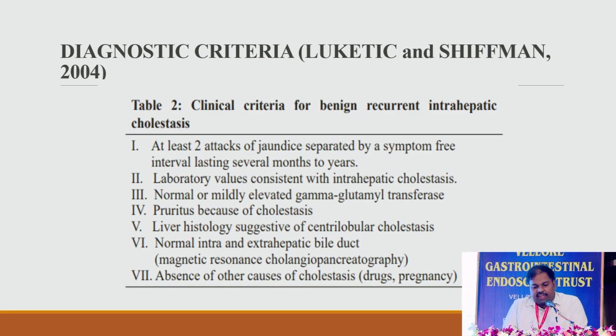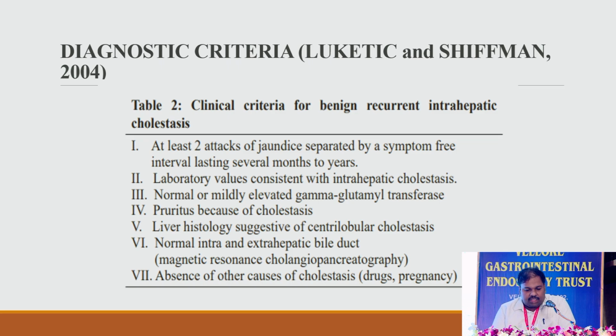The clinical criteria for diagnosis of BRIC has 7 components. One is there should be at least 2 attacks of jaundice separated by a symptom-free period of several months to years. The second is a laboratory value, that is alkaline phosphatase raised more than 5 times, and the gamma-glutamyl transferase should be normal or only slightly elevated.